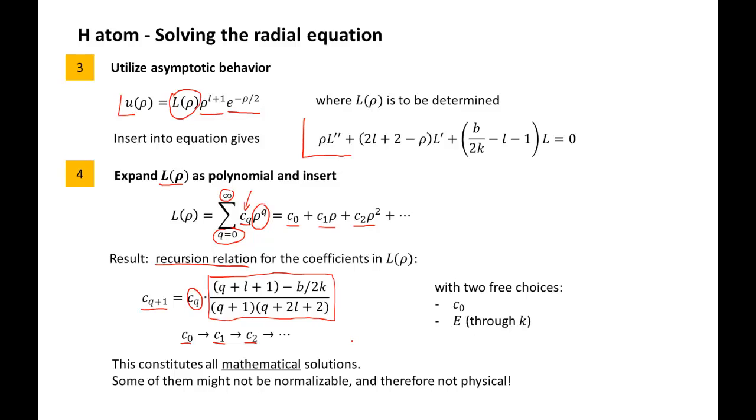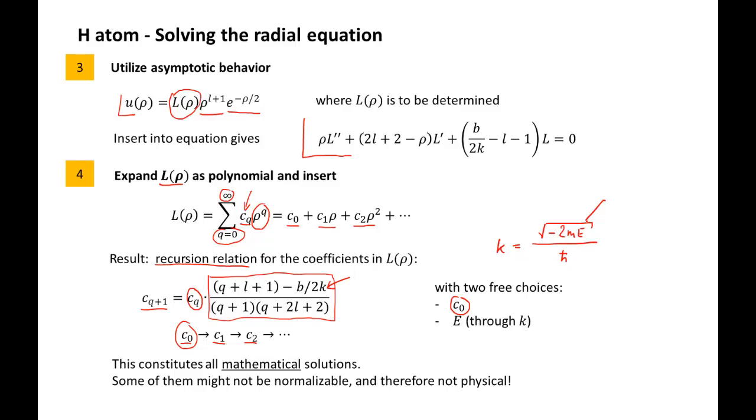So we have found the mathematical solutions. We have two free choices here. We can pick the c0 we want to start with, and also notice that this expression contains k. And if you remember, k was equal to the square root of minus 2me divided by h bar.